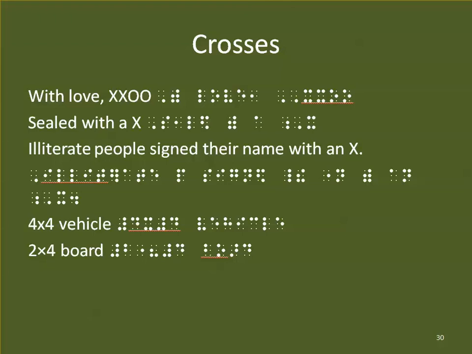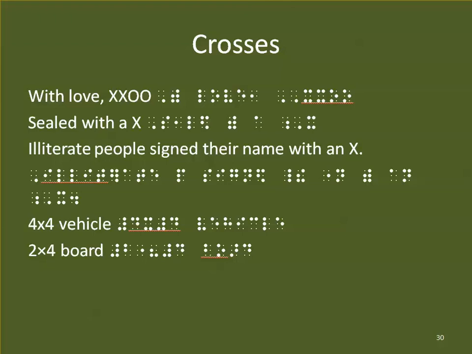We do not need a grade 1 indicator before the X because it can't be misread as a number. But we need a numeric mode indicator to start up that second 4 there because we've broken numeric modes. So we have numeric mode indicator 4, just regular X, numeric mode indicator, and 4, and then the word vehicle.